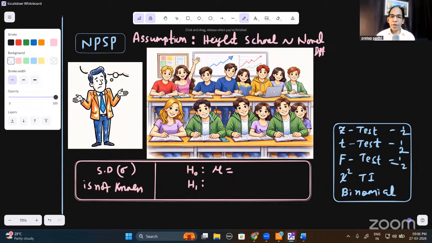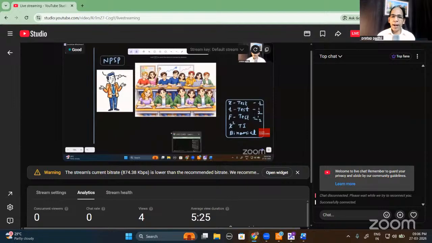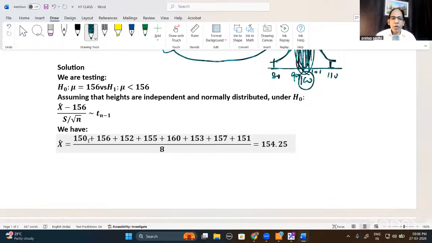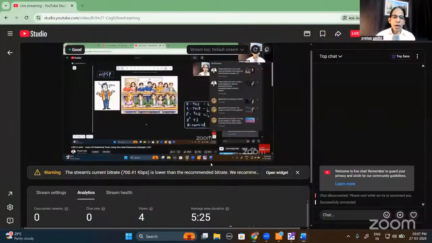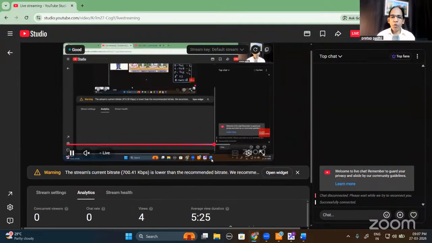Checking heights is very easy, right? We don't need to go to anyone, so directly we'll check the heights. I've written here 150 centimeter, 156, 152, 155, 160, 153, 157, 151. That way, 8 boys are there. I'm talking about only boys here. We're checking for boys. You give rest to the girls here. Let them be busy with their mobile.